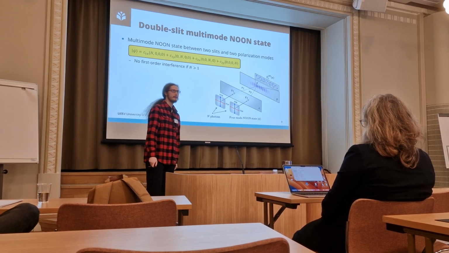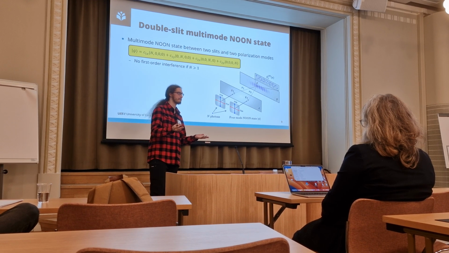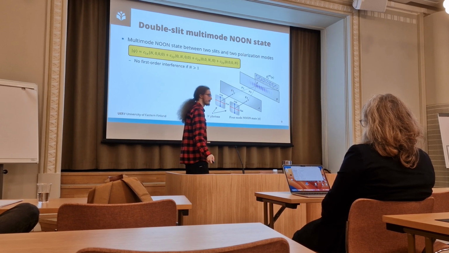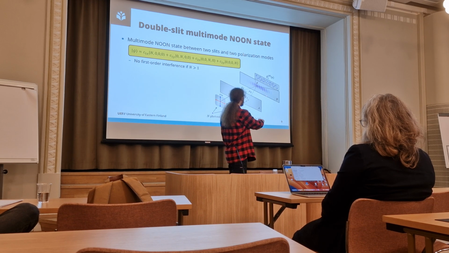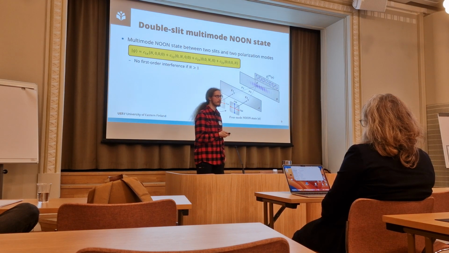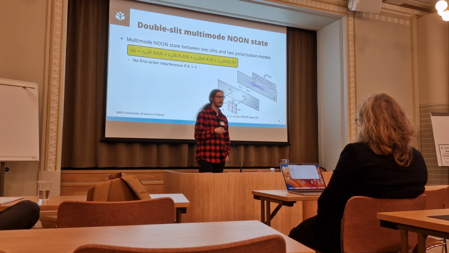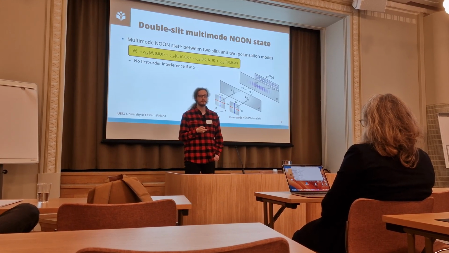And if we did regular intensity and polarization measurements in the first order, then if n is larger than 1, we wouldn't see any interference fringes. However, this 4-mode NOON state still does interfere, but now the interference exists in these higher order Stokes parameters.